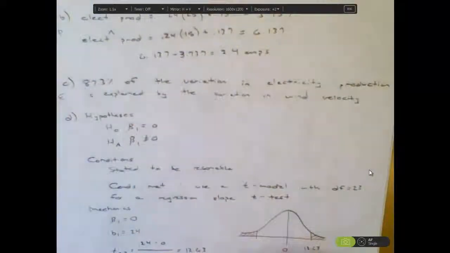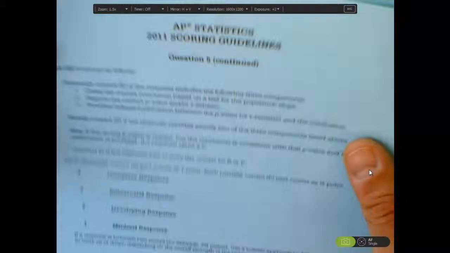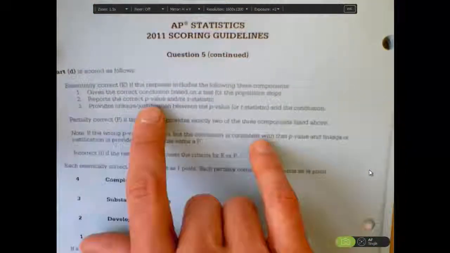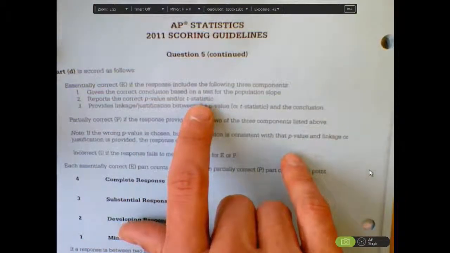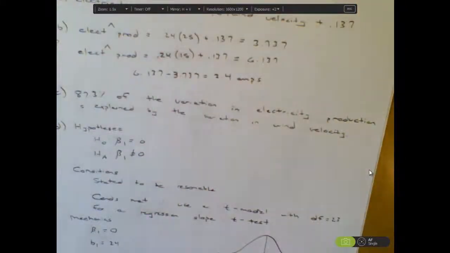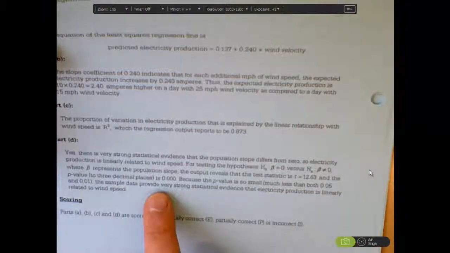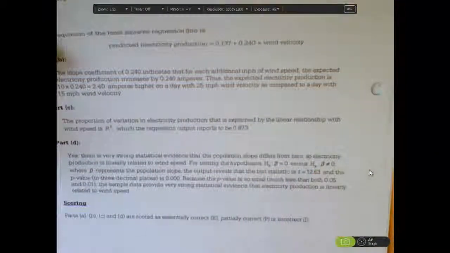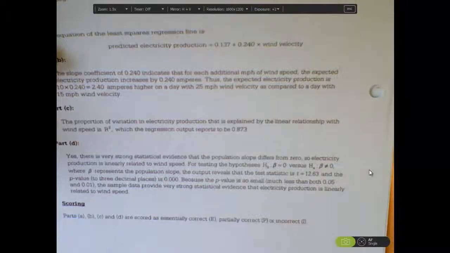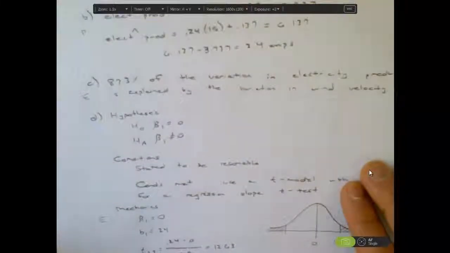Okay, I have the three components here. I have the correct conclusion. I have a p-value and test statistic that is correct. And I gave linkage as far as to why I made the decision that I did. Okay, and you can see here in the rubric, the null, the alternative, there's your test statistic, p-value, and then their conclusion. Okay, so this is going to earn me essentially correct. So I have 3.5 points. Typically, almost always, it's going to be rounded down.